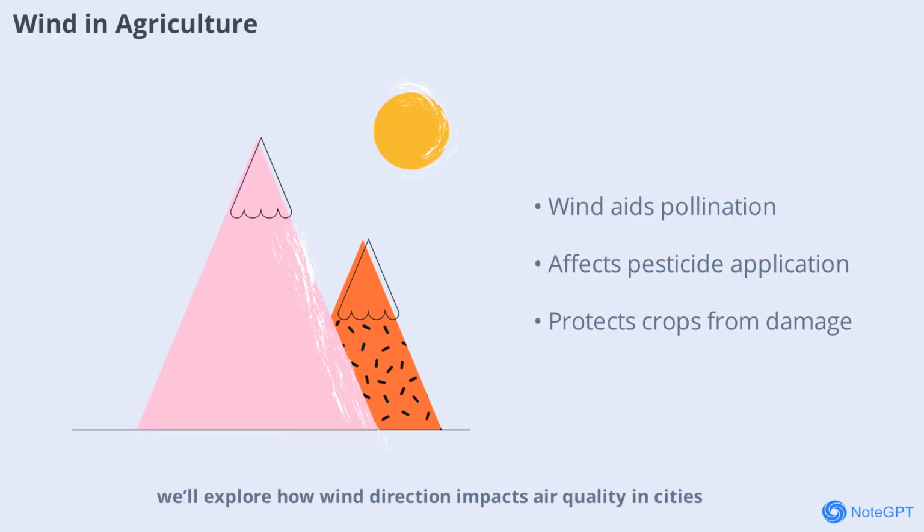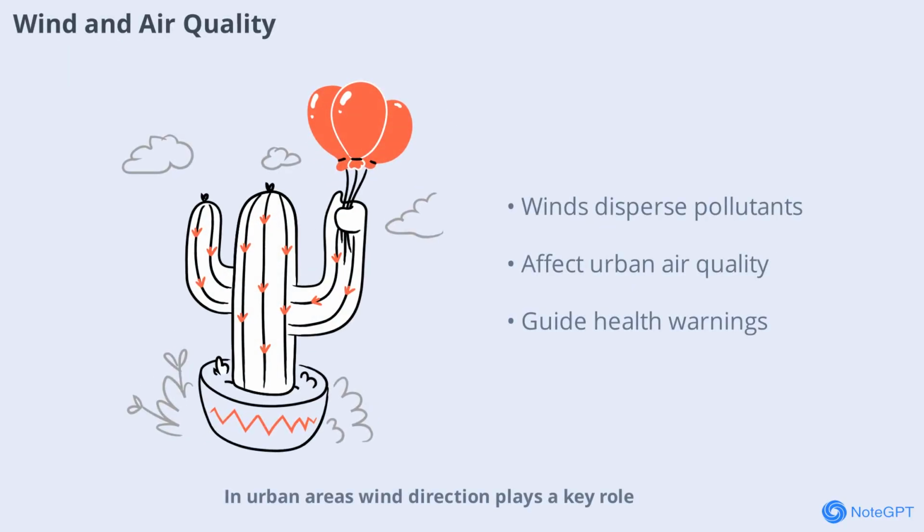Next, we'll explore how wind direction impacts air quality in cities. In urban areas, wind direction plays a key role in dispersing pollutants and maintaining air quality. Winds can carry smog and dust away from cities, but they can also bring in pollution from other regions. Understanding wind patterns helps city planners and health officials issue warnings and take action to protect public health.